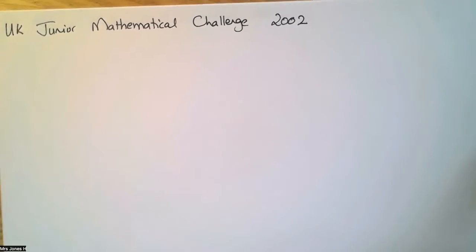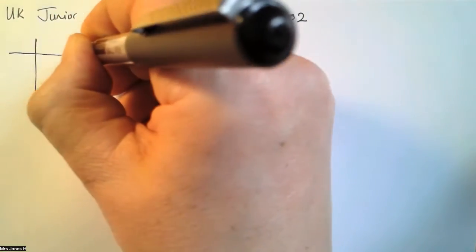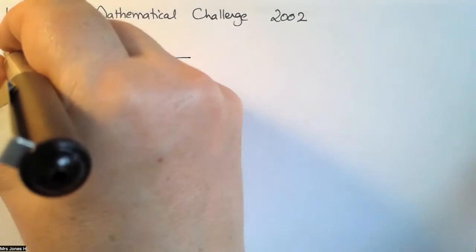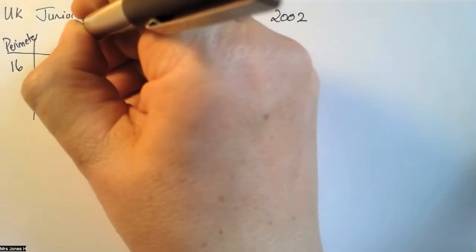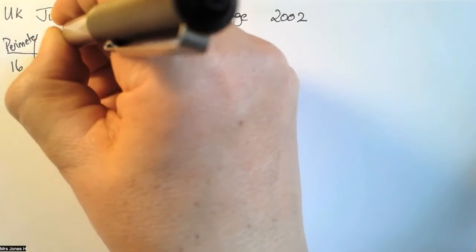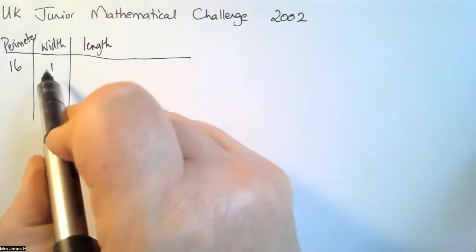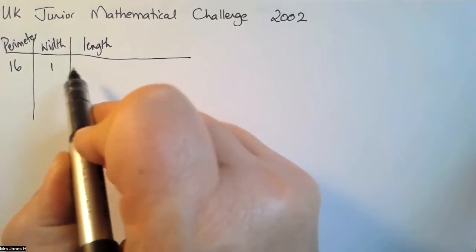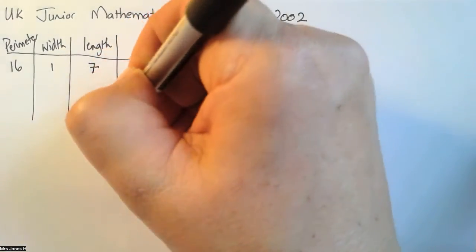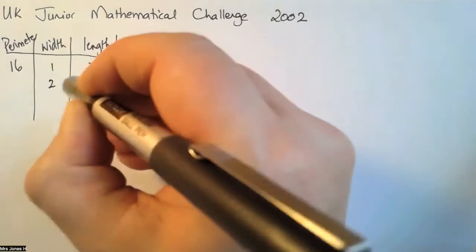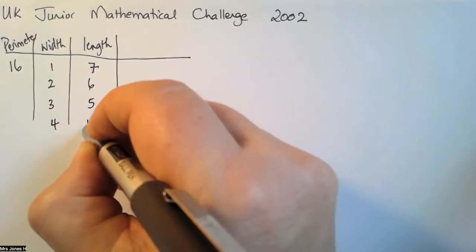So I did this one with trial and error. I know my perimeter is always going to be 16. And therefore, if I thought about the width of 1, my length would be 7. If the width is 2, I'd need to make up 14 with the lengths. Then I could have 2 and 6, 3 and 5, or 4 and 4.